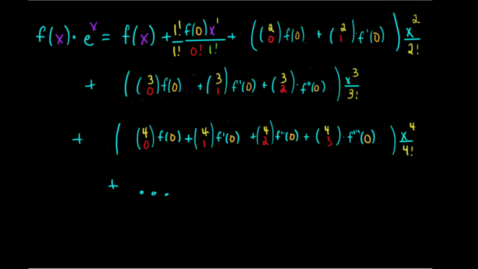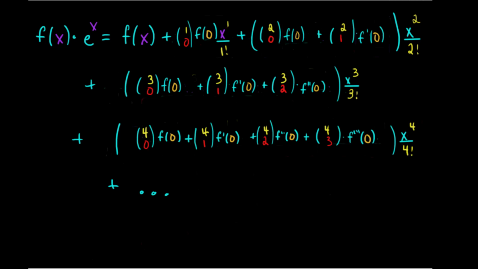Well, the exact same thing happens for our parenthetical groupings of the other terms. For the terms multiplying x to the third, we end up with 3 choose 0 times f of 0 plus 3 choose 1 times f prime of 0 plus 3 choose 2 times f double prime of 0, all times x to the third over 3 factorial.